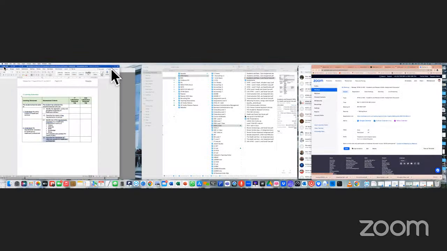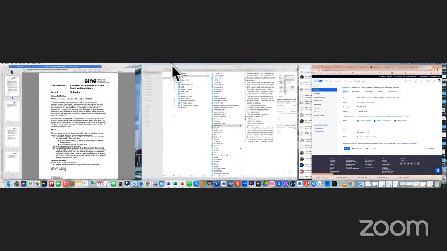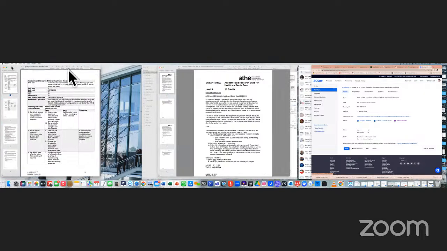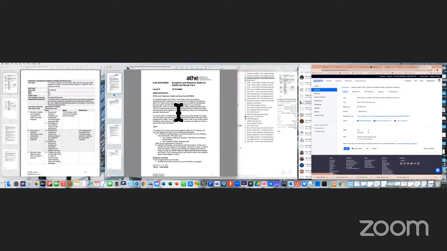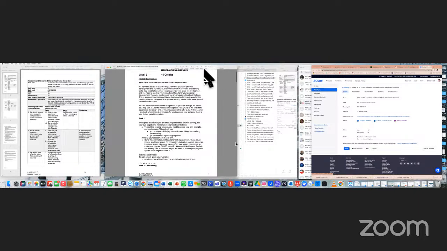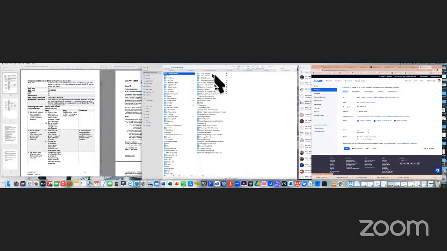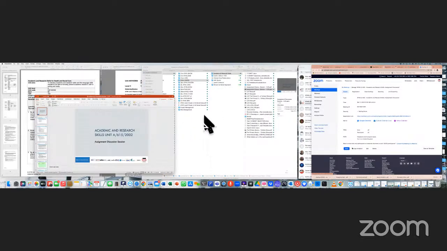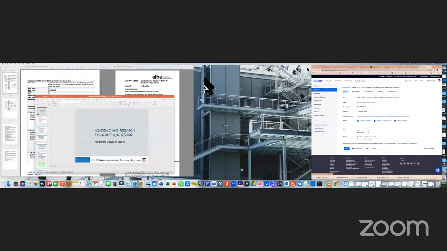Okay, so let me share my screen. Right, so you should be able to see my full screen now. And what I'm going to do is just minimize some of the other windows that we are not going to use. We've got the assignment unit specification here, and I've got the assignment brief here. And then we look at the assignment discussion session presentation.